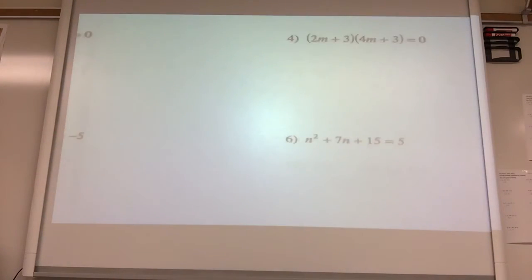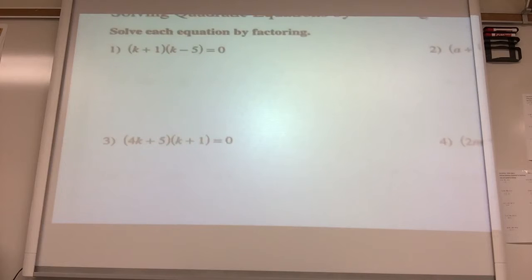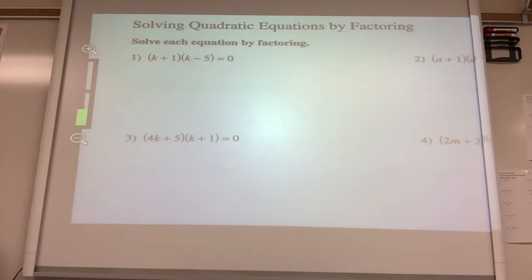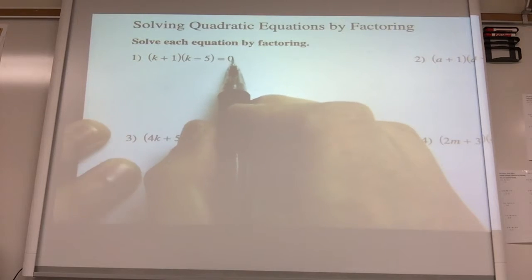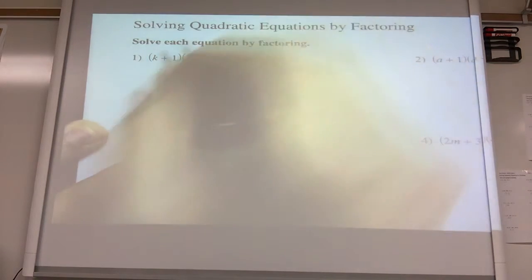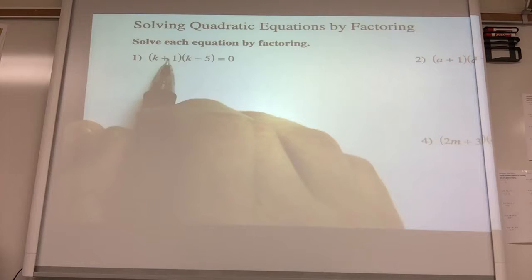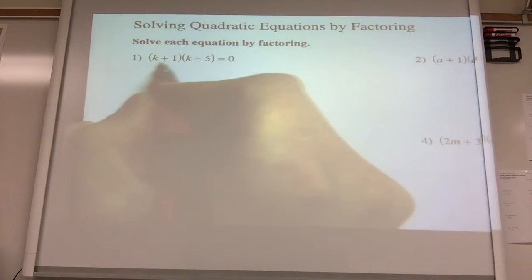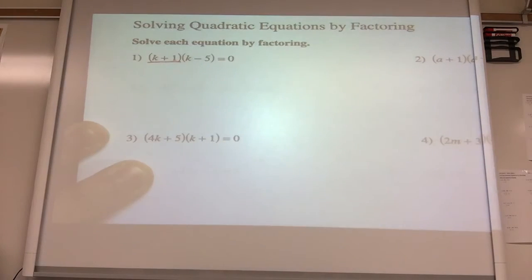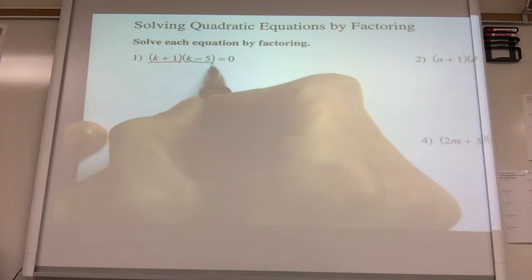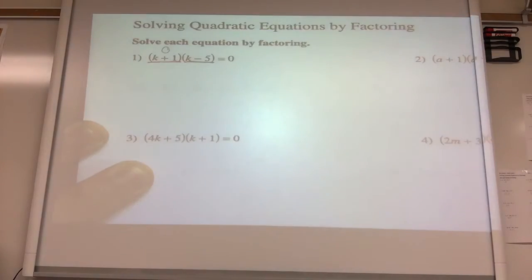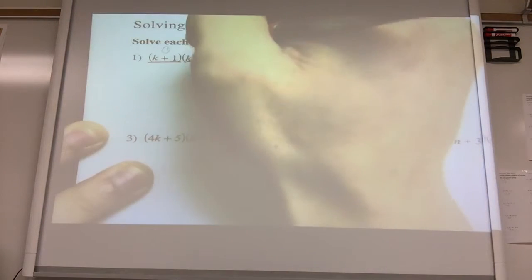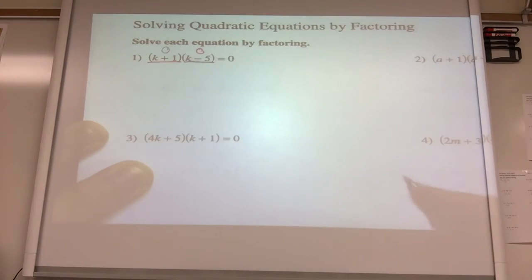Now, real quick with factoring, the idea behind solving a quadratic using factoring is pretty much that if you set it equal to 0, there's only two ways you can multiply two numbers to get 0. And as you can see, one of the factors is k plus 1. So there's only two ways you can multiply this with this and have it equal 0. Either k plus 1 has to equal 0 or k minus 5 has to equal 0. So the idea is, again, there's two solutions.